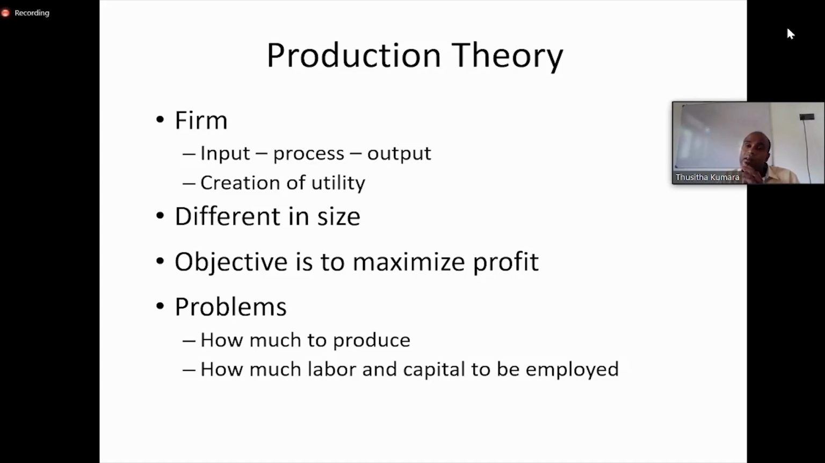If you take, let's say, the footwear industry, we have a firm called DSI. DSI is a firm which takes inputs. What are the inputs? We take land, labor, capital, and entrepreneurship, which we learned in our first session. There are 4 types of production factors in economics: land, labor, capital, and entrepreneurship. We put them together in the process, and at the end of the day, we get footwear, our output.